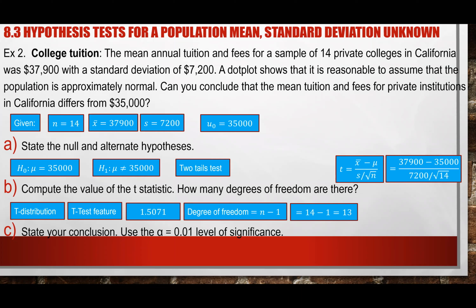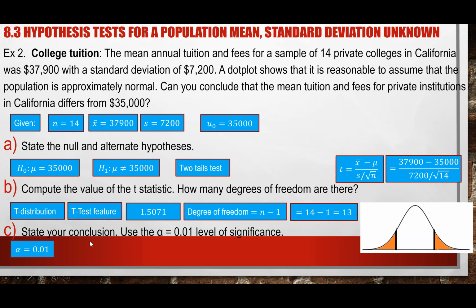Okay, so once we have this, one thing I want to mention is, looking at this item, state your conclusion. There are two ways to state your conclusion. One way is using this sketch, right? You sketch this normal distribution curve. Looking at this, to sketch this we have two tails. That's why we have the left tail and the right tail. We need a critical value.